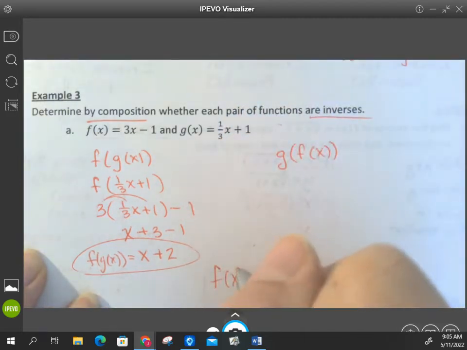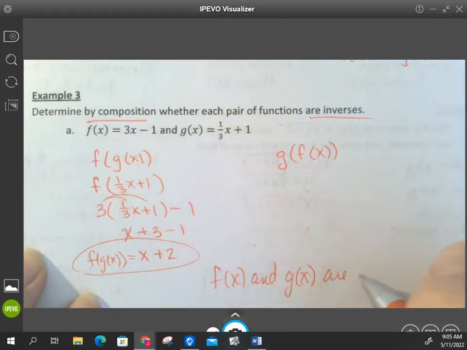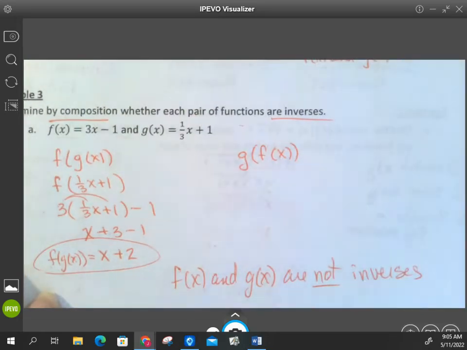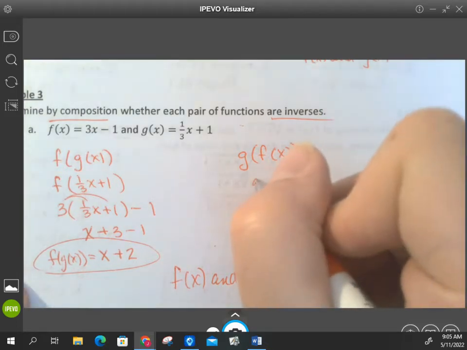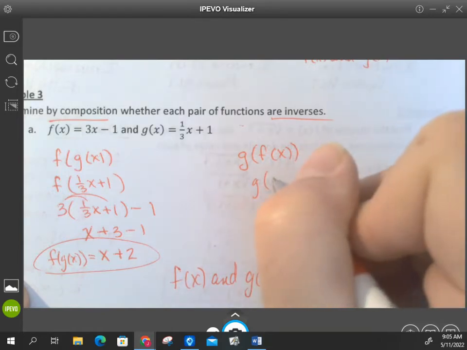f of x and g of x are not inverses. Now, if the first one doesn't work, I don't have to try the second one. I'm done. If the first composition doesn't show that they canceled out and I just got x, then I don't have to test the second one. But both of them have to be true to be inverses. Now, I'm going to test the second one just for good measure, just to practice it.